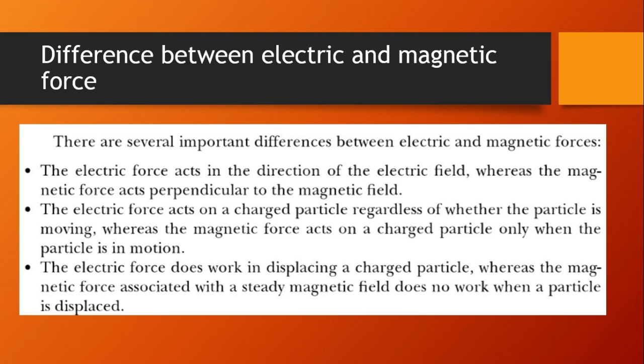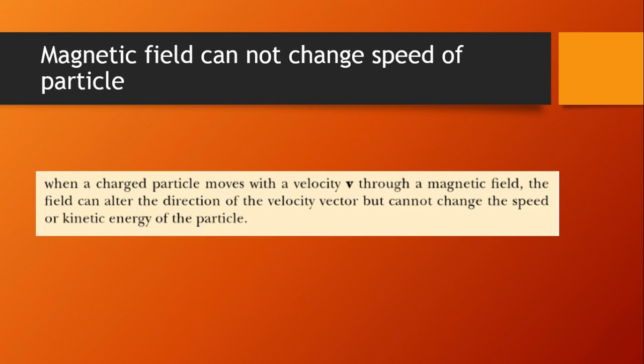The electric force does work in displacing a charged particle, whereas the magnetic force associated with a steady magnetic field does not work when a particle is displaced. When a charged particle moves with a velocity v through a magnetic field, the field can alter the direction of the velocity vector, but cannot change the speed or kinetic energy of the particle.